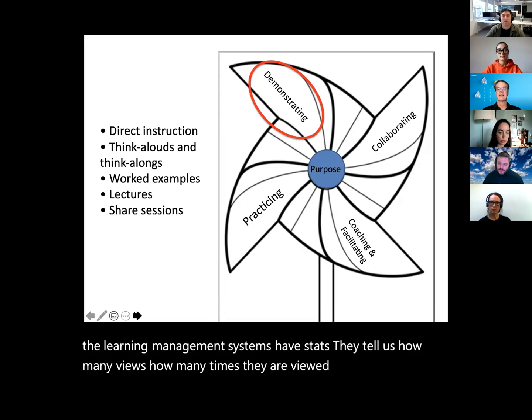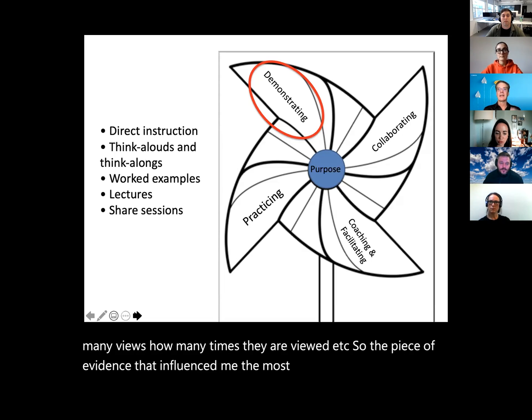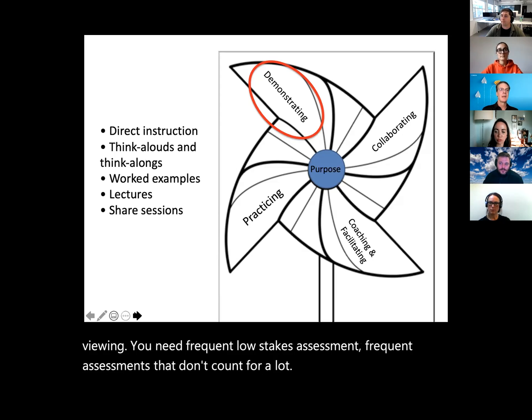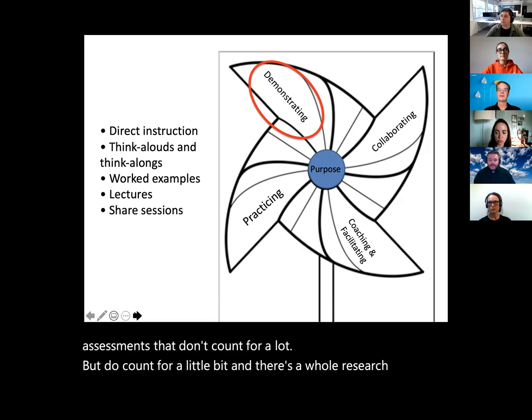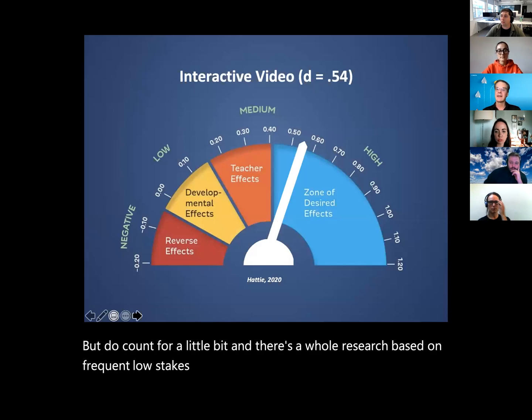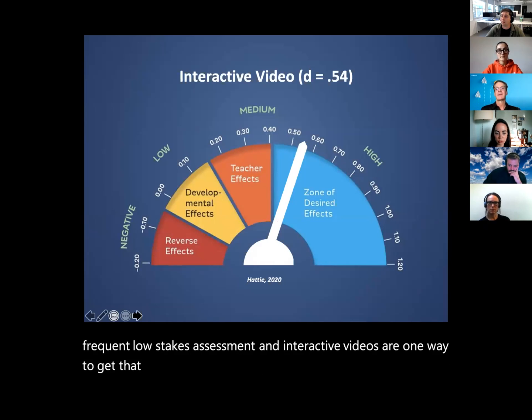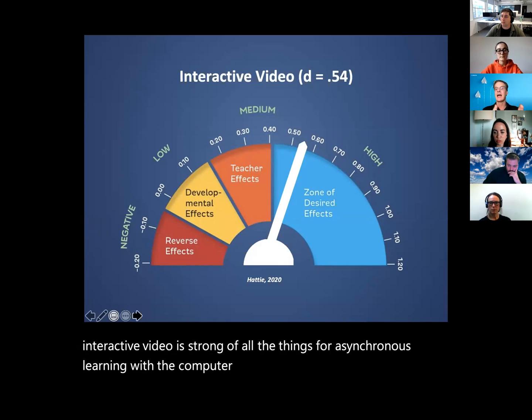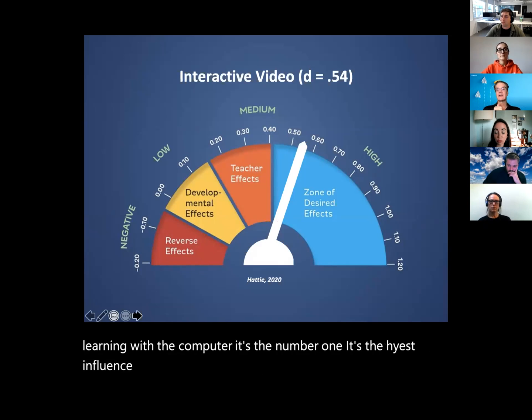So the piece of evidence that influenced me the most was to increase video viewing, you need frequent low stakes assessment. Frequent assessments that don't count for a lot, but do count for a little bit. And there's a whole research base on frequent low stakes assessment. And interactive videos are one way to get that frequent low stakes assessment. So the effect size of interactive video is strong. Of all the things for asynchronous learning with a computer, it's the number one. It's the highest influence we have for asynchronous learning with technology, is these interactive videos.